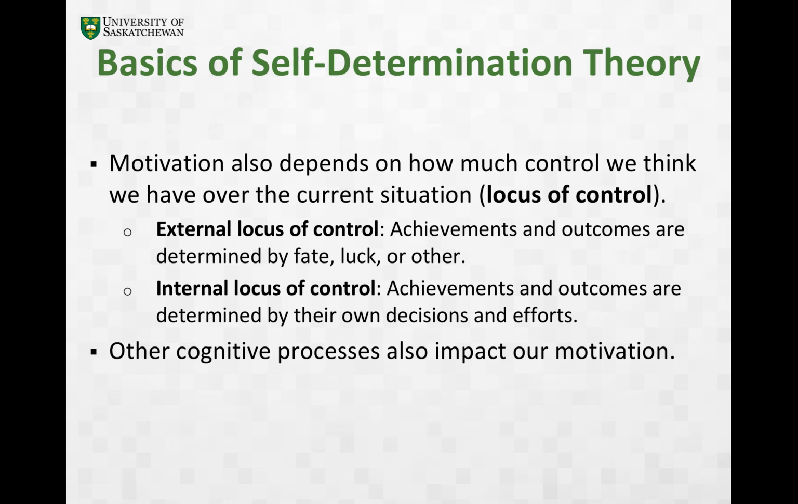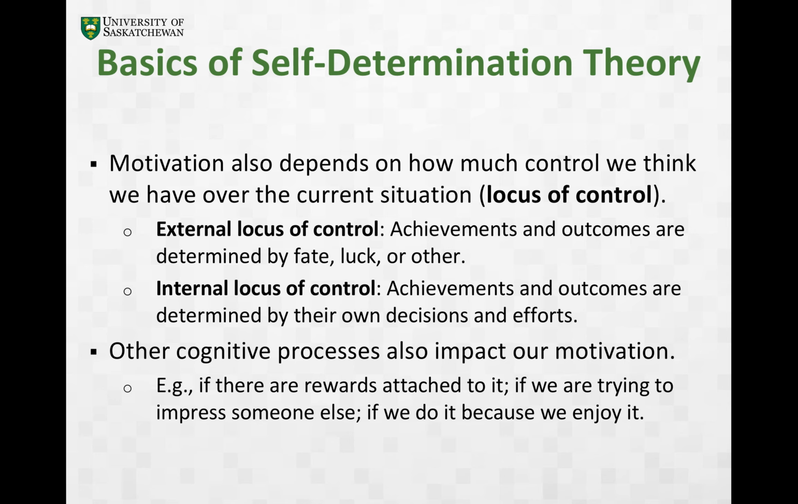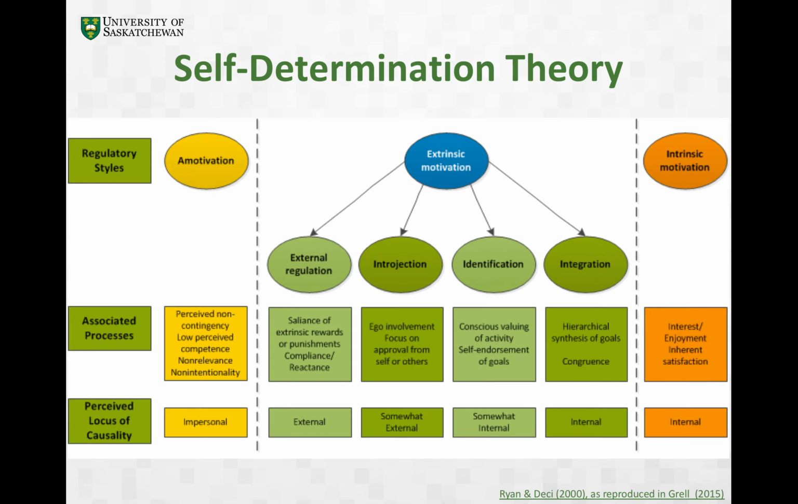Now, other cognitive processes in this theory also impact our overall motivation. So for example, if there are rewards attached to it, if we're trying to impress someone else, if we're doing it simply because we enjoy it, all of these processes are important and will help us to determine whether this is intrinsically or extrinsically motivated behavior. I'm going to show you a brief chart of this. You don't have to memorize this, but it's a way to show you.